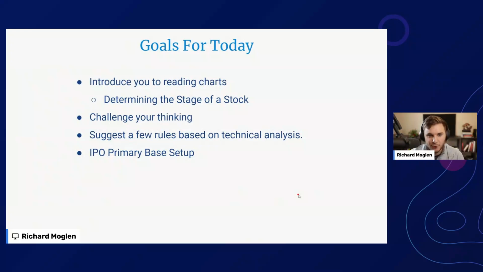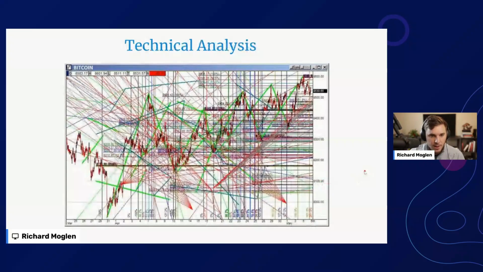So, goals for today, hopefully we accomplish all of these. First, I'm going to introduce you to some basic chart reading. If you have no experience, you should be covered today. We'll talk about how to determine the stage of a stock, and there are 4 overall stages, which we'll cover. I'm going to try to challenge your thinking, especially if you don't think technical analysis works at all. And I'll also suggest a few rules based on technical analysis. And as I mentioned before, even if you don't listen at all to these first 4 parts, we'll go over the IPO primary base setup, which I think is money, and is definitely something that even investors should be focused on.